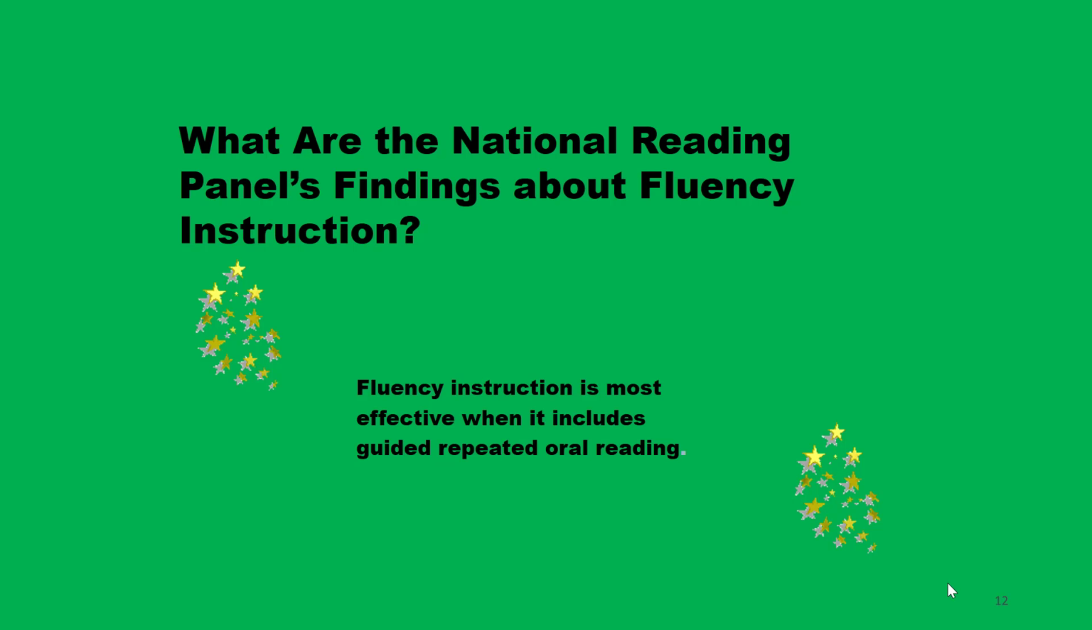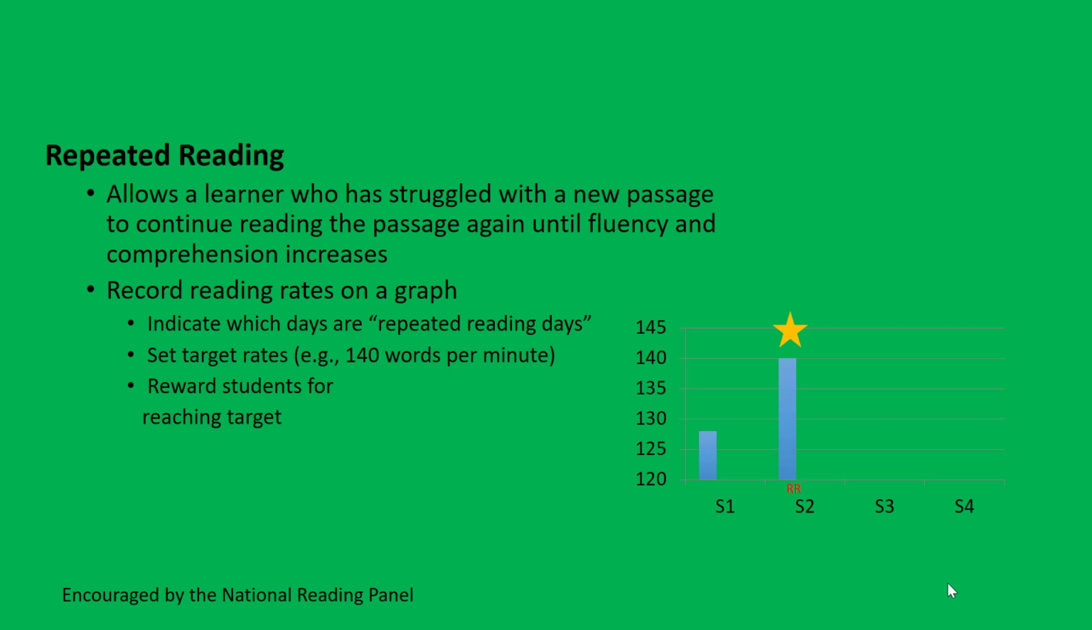What are the National Reading Panel's findings about fluency instruction? According to the National Reading Panel, reading fluency instruction is most effective when it includes guided, repeated oral reading. Repeated reading allows the learner who has struggled with a new passage to continue reading the same passage again and again until fluency and comprehension increase.